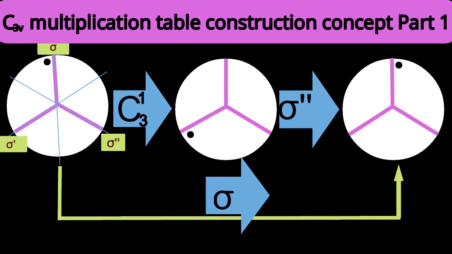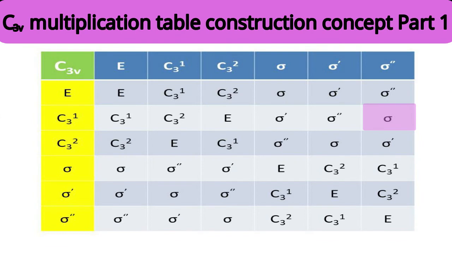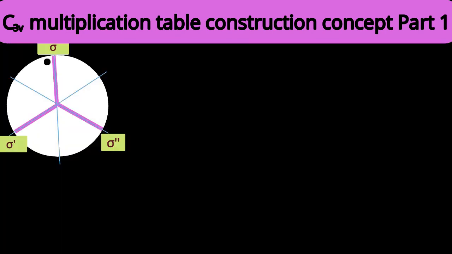Let us see what our multiplication table says. We are right, C31 into sigma double dash is equal to sigma. Let us prove the other result. It's our beautiful ammonia molecule with three planes sigma, sigma dash and sigma double dash in anti-clockwise direction, and the knot is to the left side of the upper bar.